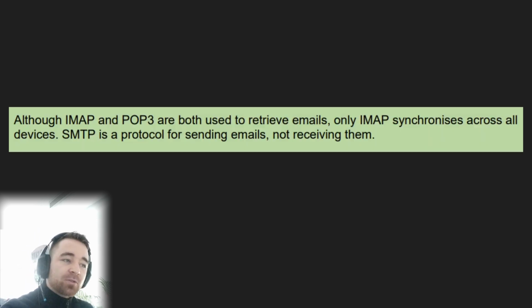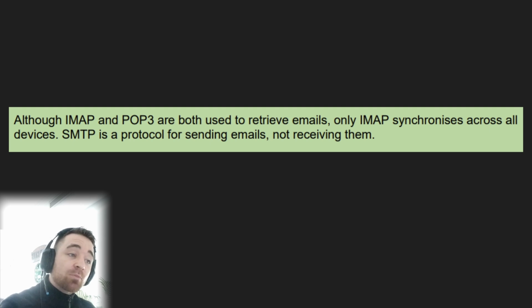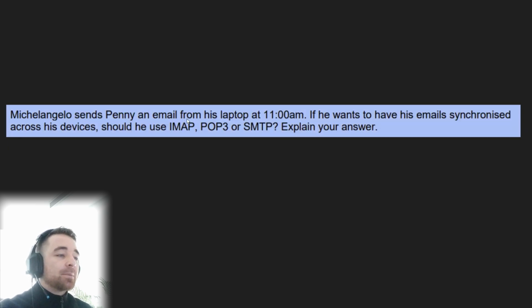Although IMAP and POP3 are both used to retrieve emails, only IMAP synchronizes across all devices. SMTP is a protocol for sending emails, not receiving them. So the key phrase in the question, guys, was he wants to have his emails synchronized. If you're talking about email protocols and it mentions synchronization, immediately we're jumping to IMAP. IMAP and POP3 both retrieve emails, but only IMAP will synchronize across devices. SMTP is for sending them.